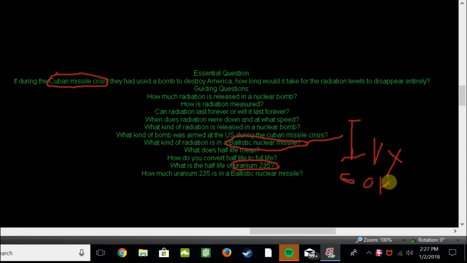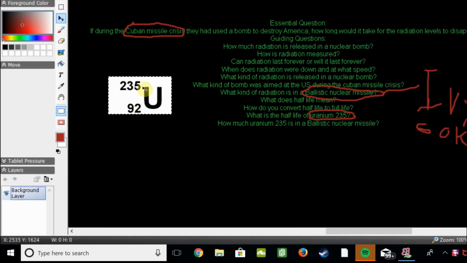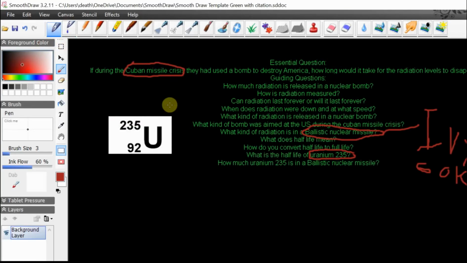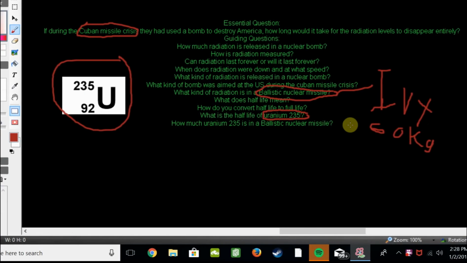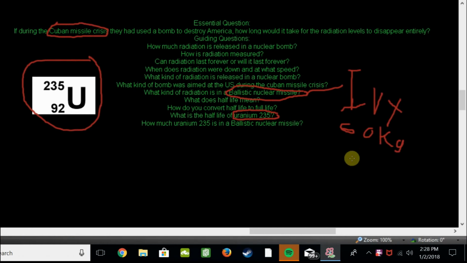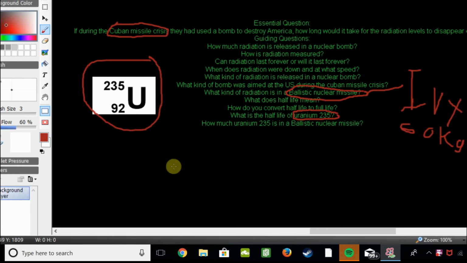I also have a picture to show of the uranium-235, and it is right here. Like I said, there's about 60 kilograms of uranium-235 inside the Ivy Maker. I also got that information from the Wikipedia page on Ivy King, paragraph 4.